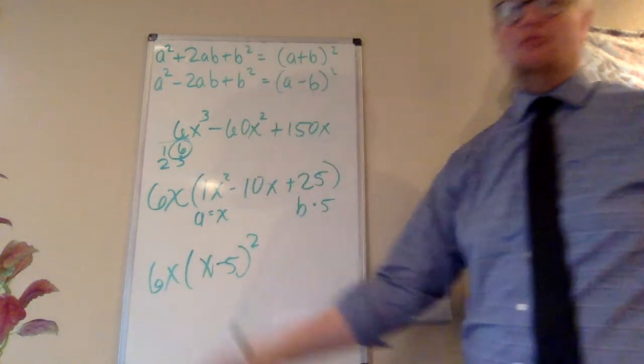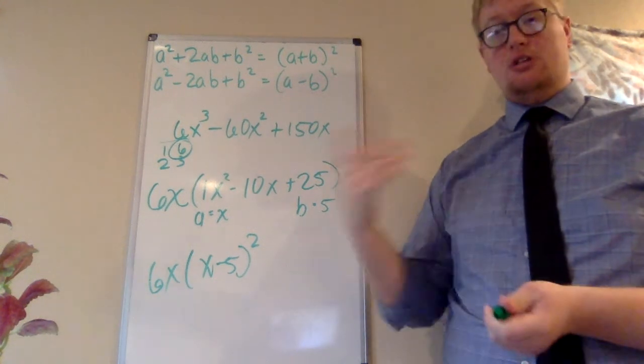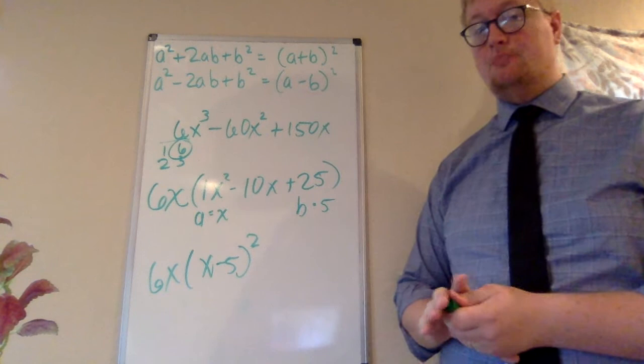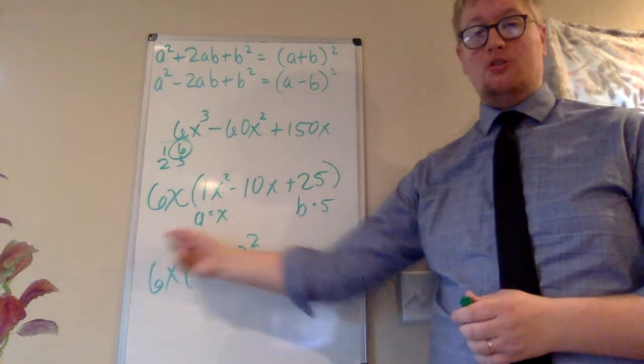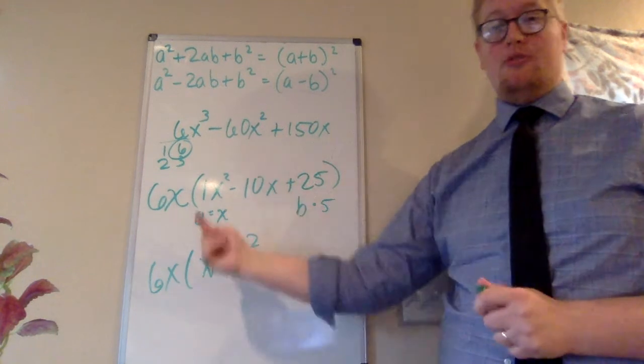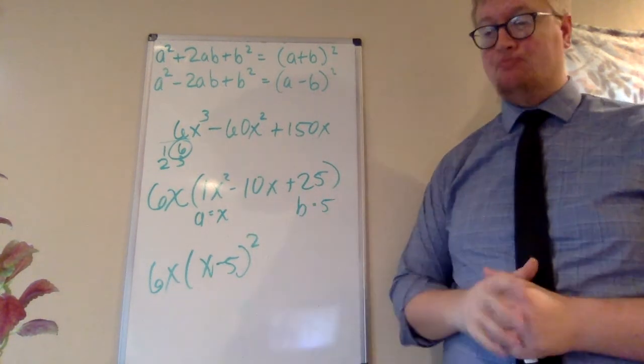A lot of people have been forgetting about that GCF, so please make sure you don't forget about it. If you pull a GCF out, the answer has to have a GCF in it. So this is an example where you factor out the greatest common factor first and then apply the formula where you take the square root of the first term and the last term to get your a and b and then plug it into the formula.